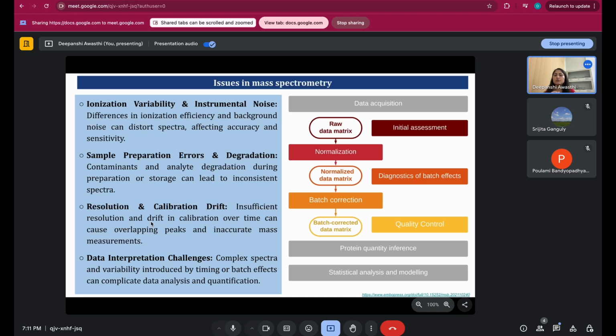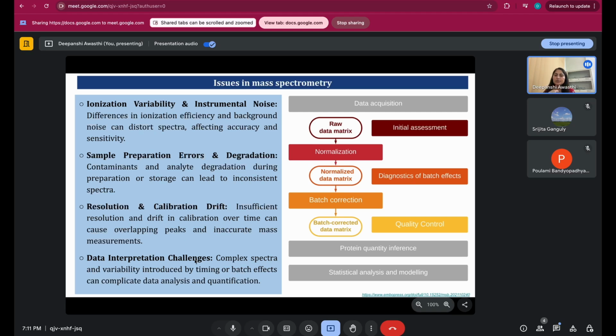If we do not perform the steps properly, we'll see a lot of spectra lying on one another. There will be overlapping spectra which we will not be able to distinguish between. That can come due to resolution and calibration drift, because if you are not properly calibrating over time, that can lead to overlapping peaks.